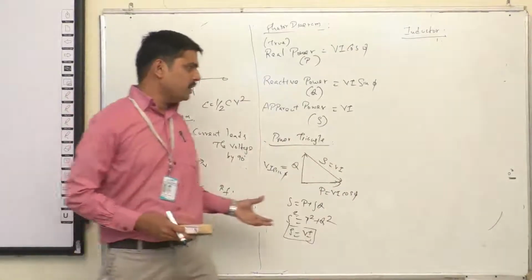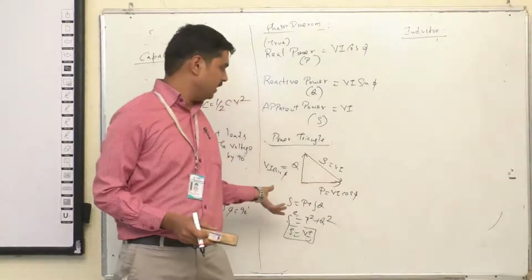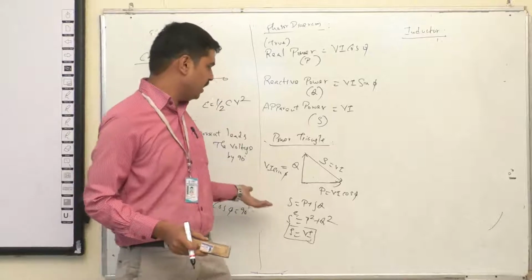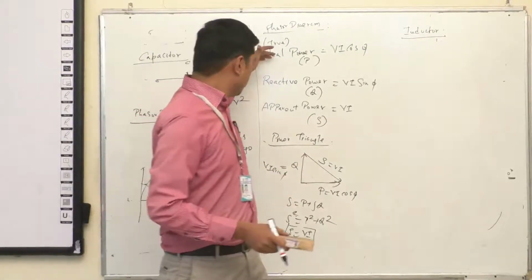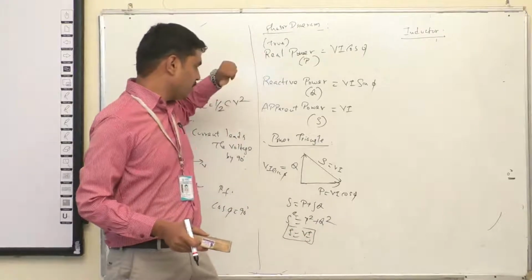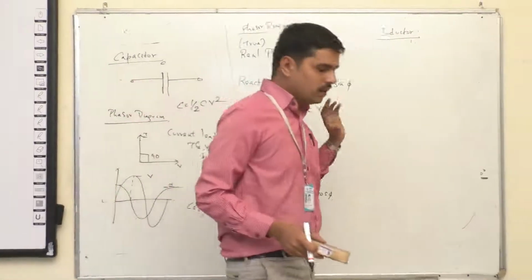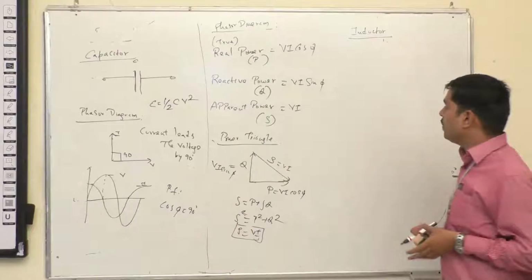This apparent power is what we are getting from the source, where there is no power angle, no cos phi or sin phi. So this is real power, reactive power, and apparent power. Now what is real power, what is reactive power, and what is apparent power? We are going to see that.